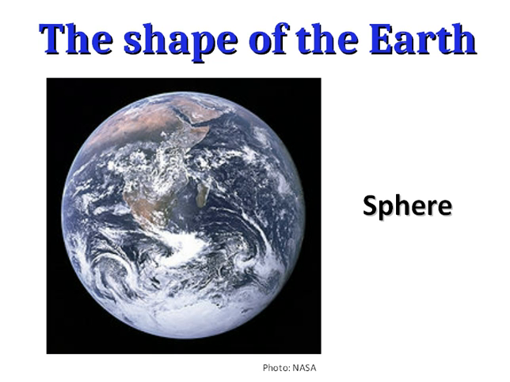So what is the shape of the Earth? Well, when we look at the Earth, it looks like it's a sphere. It looks like a round ball. But the Earth is not actually a sphere.